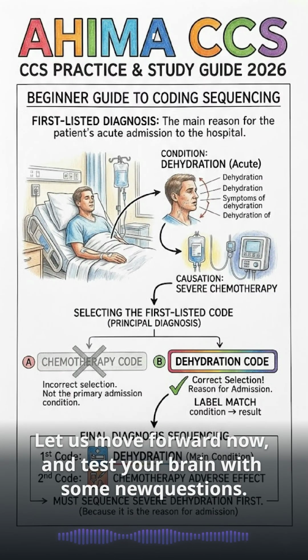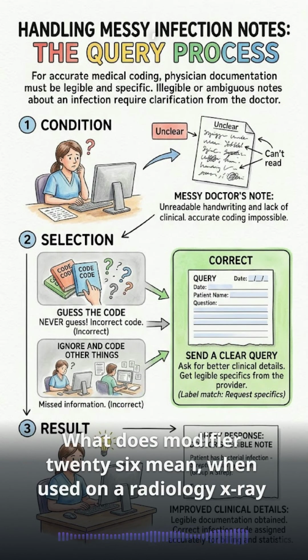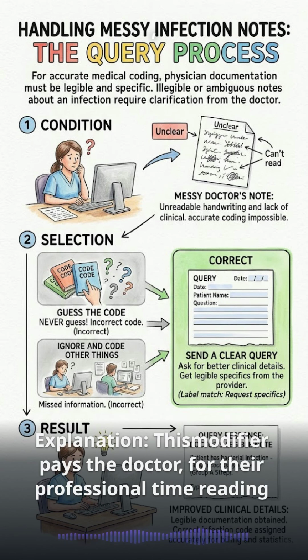Let us move forward now and test your brain with some new questions. 77. What does modifier 26 mean when used on a radiology X-ray code? It means the doctor only read the image and did not own the machine. This modifier pays the doctor for their professional time reading the hospital film.